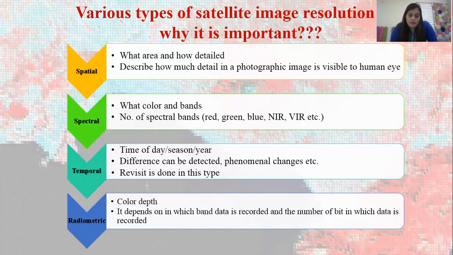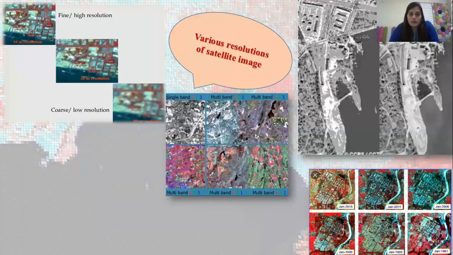Next is radiometric, that is the color depth. It depends on which band data is recorded and the number of bits in which data is recorded. The more the number of bits, the more the data and the better the analysis. So spatial, spectral, temporal, and radiometric, this is very important. Now we will see according to the figure.